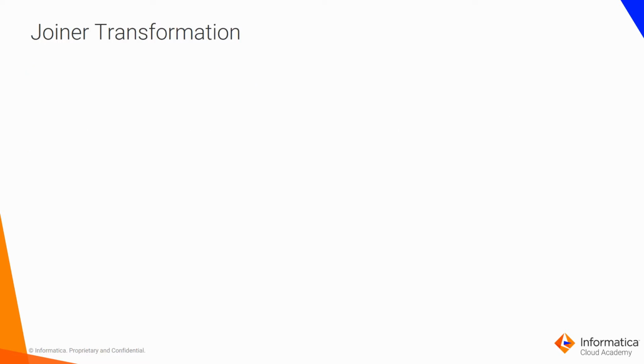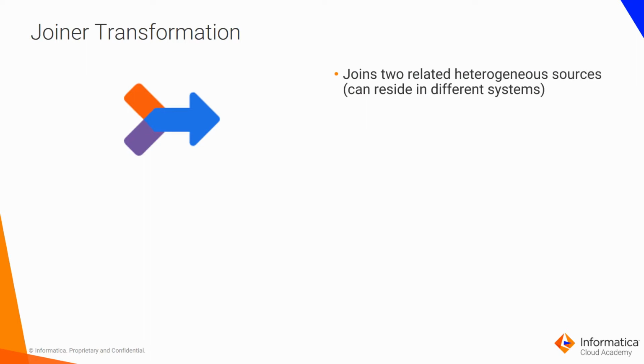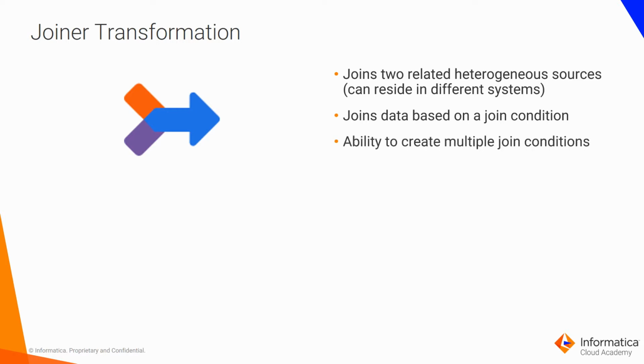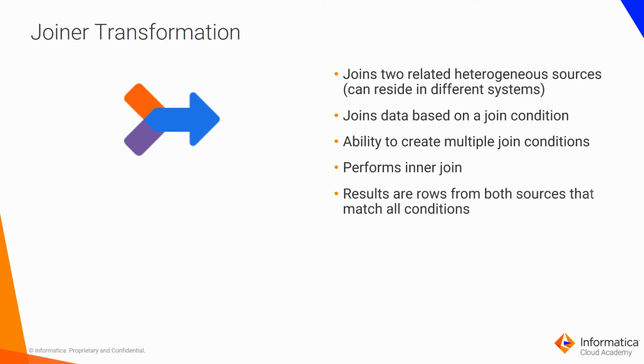Let us first talk about the joiner transformation. The joiner transformation lets you join two related heterogeneous sources, and those sources can reside in different source systems. For example, you could join together data from the Salesforce account object and data from a customers database table. The joiner joins data based on a join condition or multiple join conditions that you define. It does perform an inner join, so the results are rows from both sources that match all of the conditions. Source rows that do not match the join conditions are dropped from the data flow.